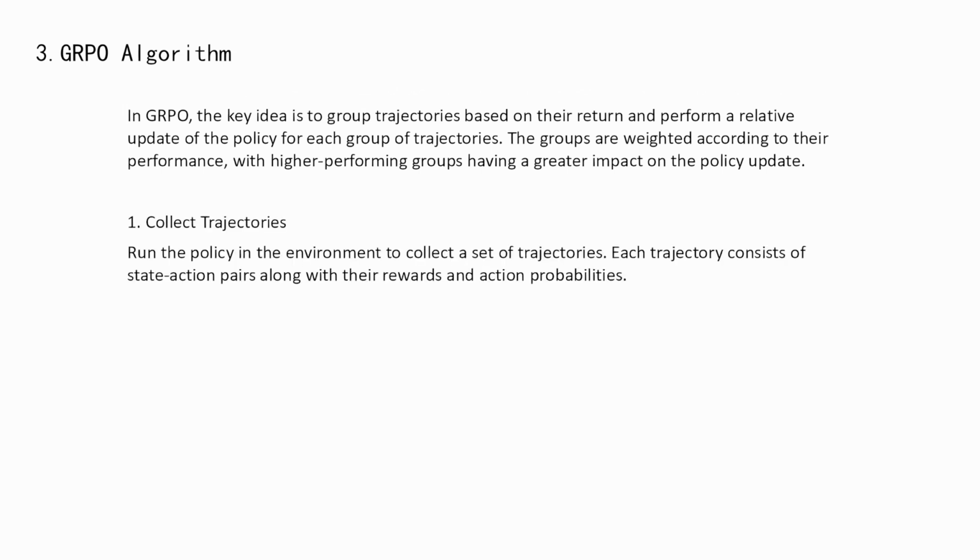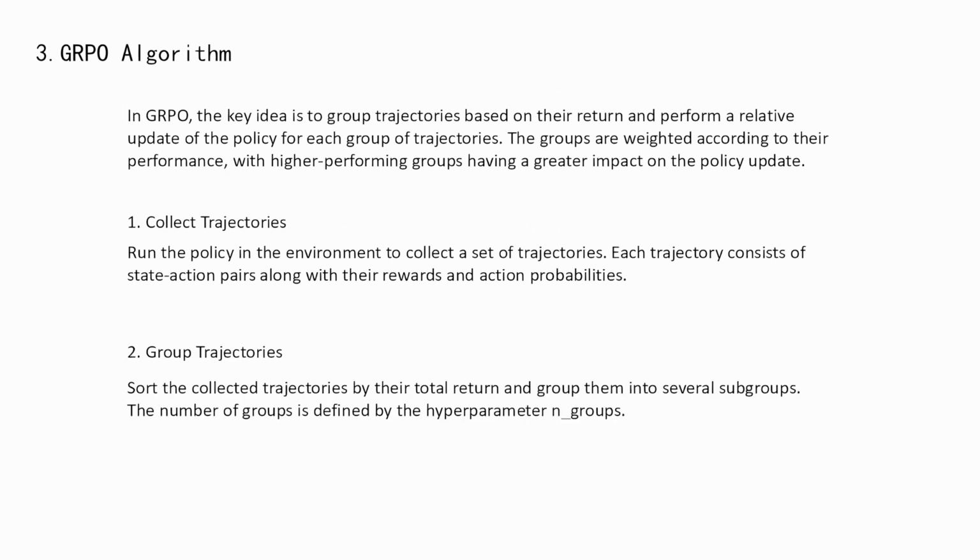1. Collect trajectories. Run the policy in the environment to collect a set of trajectories. Each trajectory consists of state-action pairs, along with their rewards and action probabilities. 2. Group trajectories. Sort the collected trajectories by their total return and group them into several subgroups. The number of groups is defined by the hyperparameter n_groups.